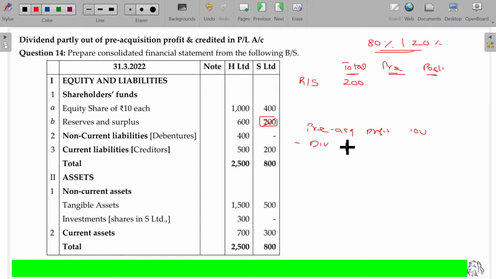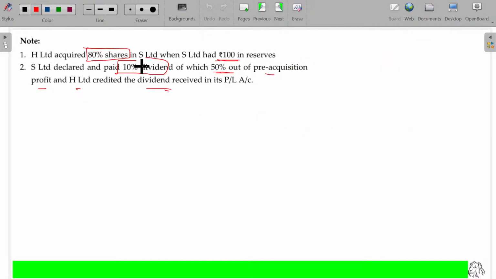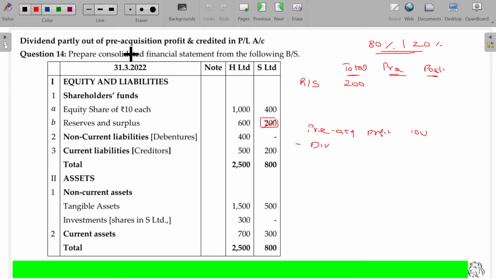Maybe at the rate of 10%. Am I right? 10%. So 10% being 40. In that 40, 50% is out of pre-acquisition dividend. Another 50% is post-acquisition dividend. You don't worry about the post-acquisition dividend, because the post-acquisition dividend should be credited only in the P&L account. They have done it correctly. So the wrong thing happened is only this case. Pre-acquisition dividend was wrongly credited in the P&L account.